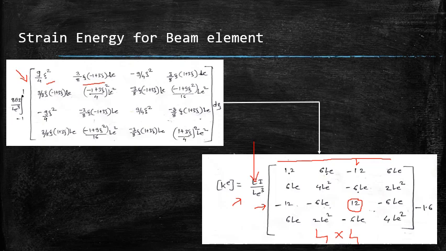Otherwise you can also keep the local coordinate system, which is represented by x, as it is. In that case your ke matrix would have been represented in terms of x rather than in terms of zeta. So ultimately the result is the same. Whatever coordinate system you choose, your stiffness matrix is not going to vary. The only purpose of choosing the natural coordinate system is to simplify the calculations.